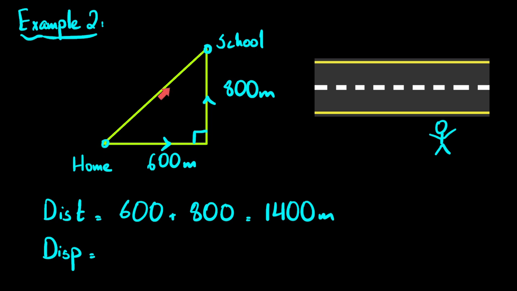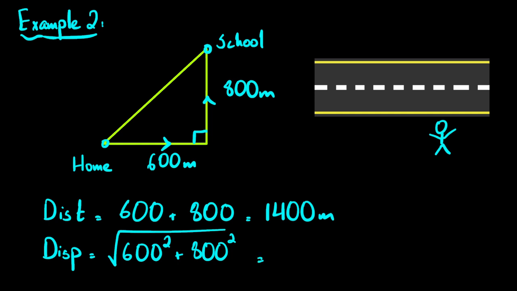So now we actually need to calculate this side of the triangle, which is the right angle triangle. We know these two dimensions, so we can use Pythagoras theorem here. So 600 square plus 800 square under the root is going to be the displacement, right? And this is going to turn out as 1000 meters, right? Or 1 kilometer. So this is the shortest distance from the home to the school.